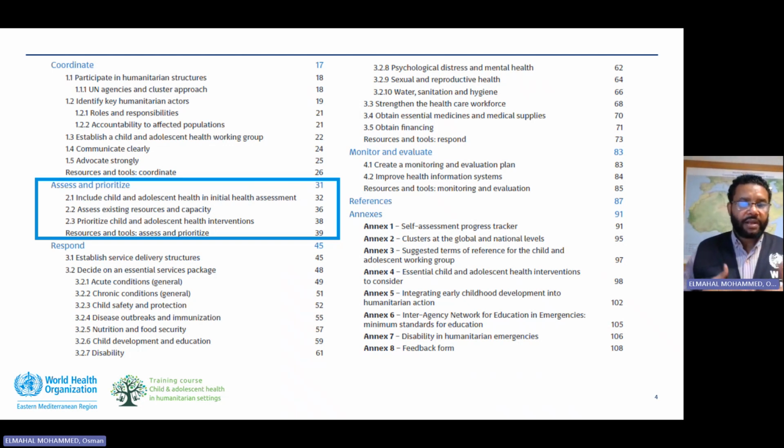The third one will be how to prioritize. Once we have identified the gaps and our resources, we will prioritize which interventions need to be implemented in order to give the most effective and efficient intervention at that level.